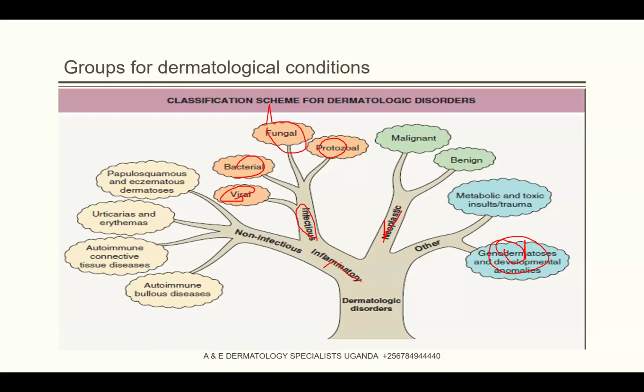Then we have other inflammatory conditions that are non-infectious. And in this group of disorders, we usually break them further into papulosquamous disorders. We also break them into urticarias and erythemas. And we also have another group we call autoimmune connective tissue diseases, including discoid lupus erythematosus. We have autoimmune blistering conditions like pemphigus vulgaris. So when you look at this schematic diagram, it tries to summarize how dermatology is subdivided.